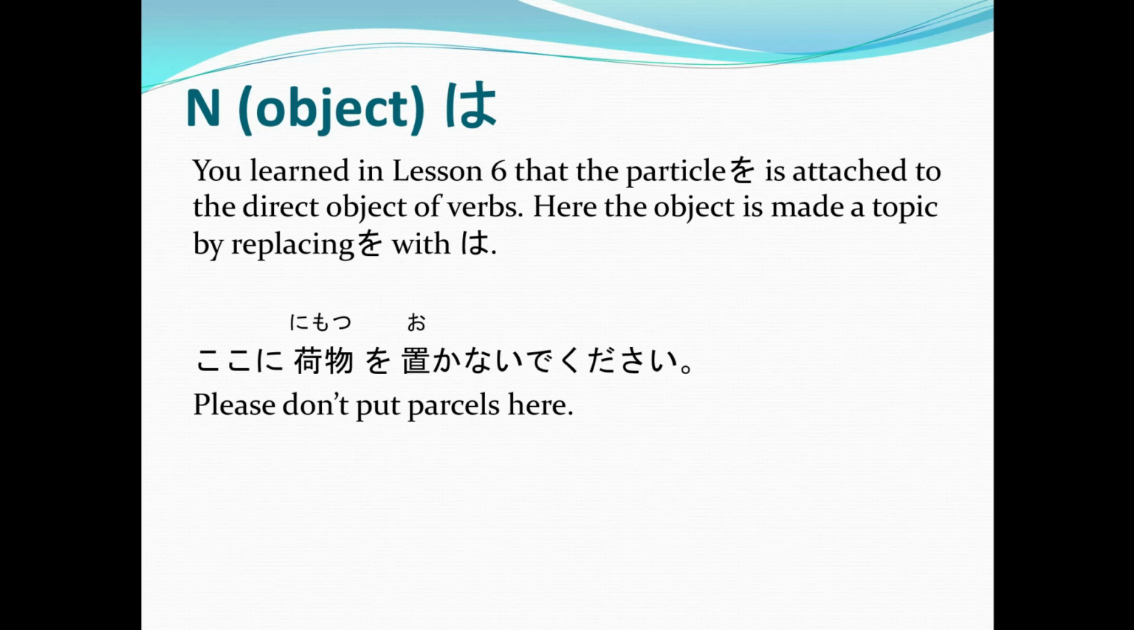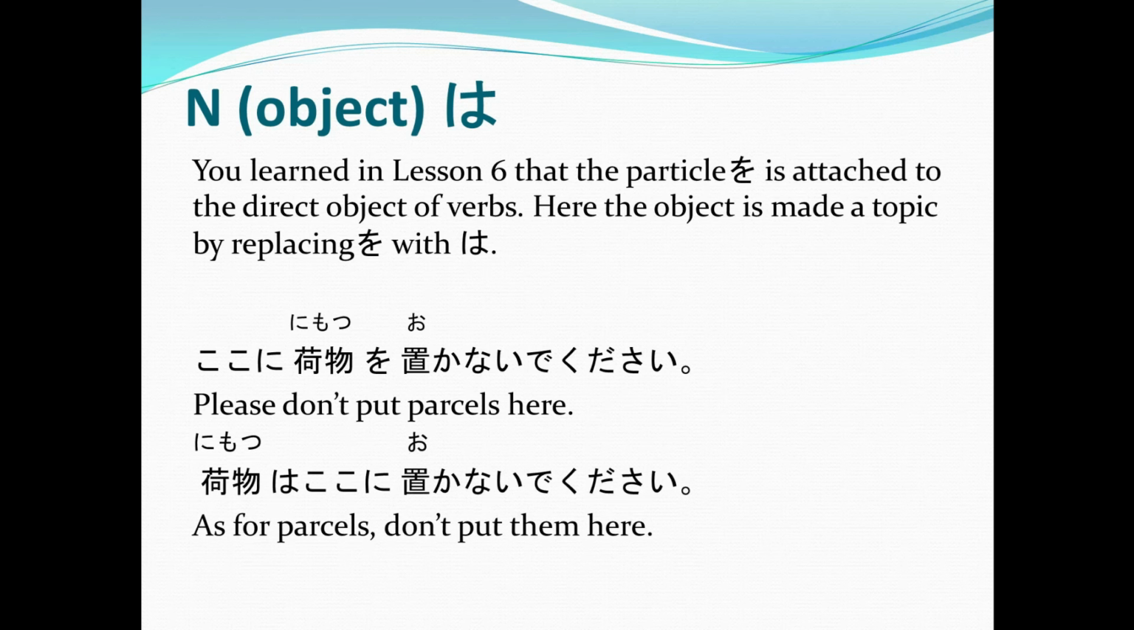Now, when you want to make the nimotsu or the parcel your topic, you could construct it like this. Nimotsu wa koko ni okanai de kudasai. Again, nimotsu wa koko ni okanai de kudasai. As for parcels, don't put them here. See how we made the nimotsu in this second sentence the topic, while in the first sentence, it's just the direct object of the verb. Wakarimashita minasan? Wakatta ne.